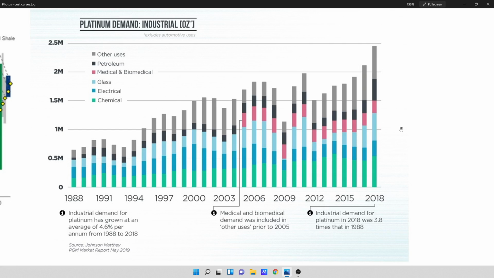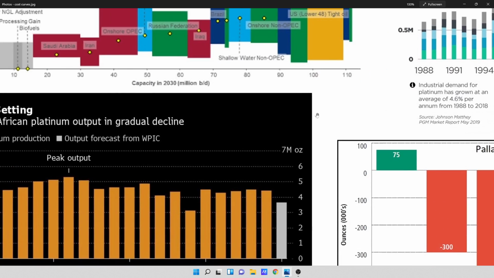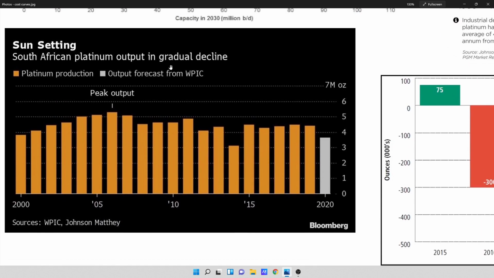And there's other stuff that could be coming with fuel cells, and hydrogen fuel cells. And it just dwarfs all of this. In fact, it uses so much platinum that it wants two or three times the amount of platinum in the world that's currently being produced. And I've got that over here. This is the South African platinum output in gradual decline. The peak output was in 2006, and we've been declining ever since. We've been struggling to keep it at a higher level, and this is 80% of production. It's at 3.5 million, 3.75 million in 2020.